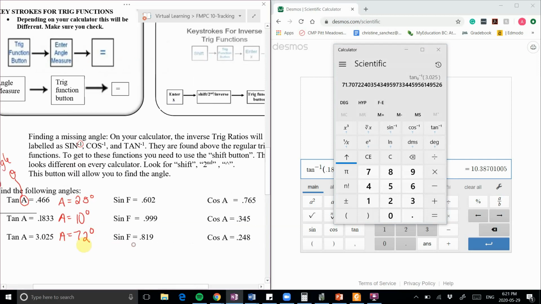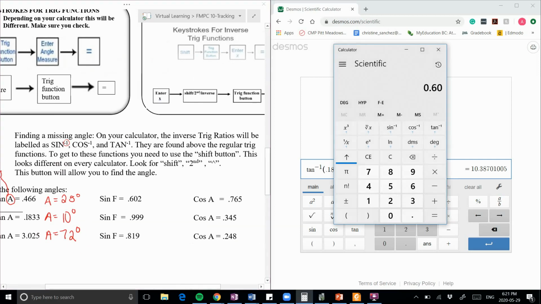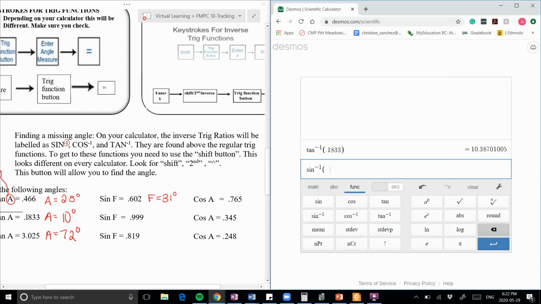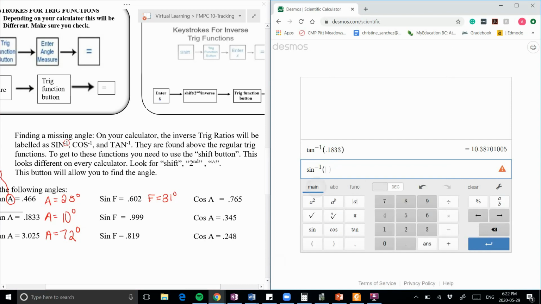Okay, so same thing with sine here. So once again, because this one's backwards, we're going to have to go 0.602. And then this one where the button stays set, most of the time it won't. Most of the time you have to click it every time to go up. So here, angle F is going to be 31 degrees. And so here, we're going to go function. We're doing sine, so we go to sine. And then we're going to go point. F equals 87.4, so we're just going to leave that at 87 degrees.